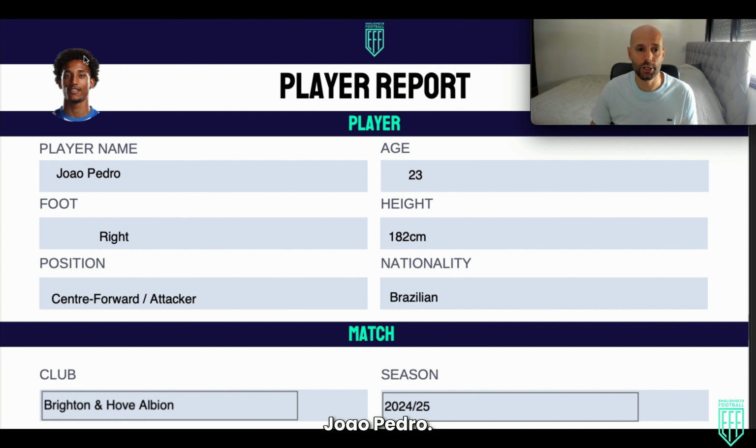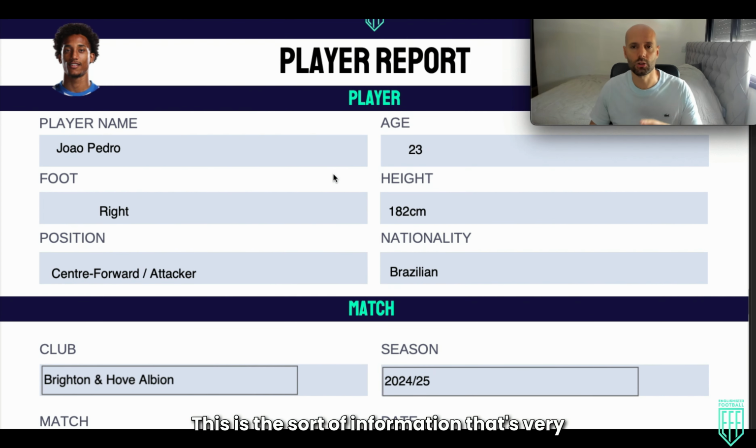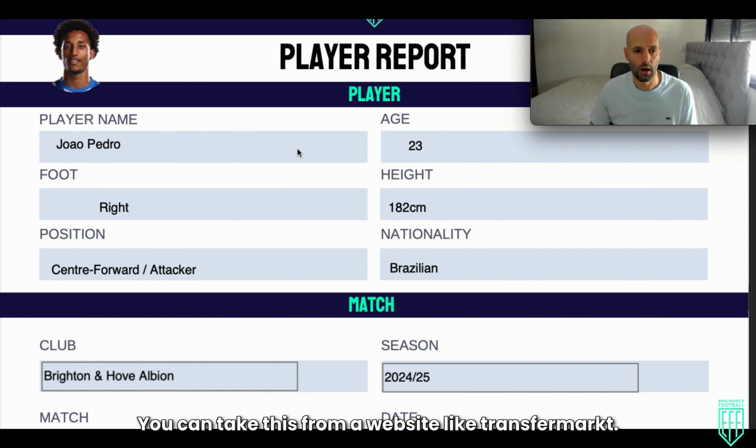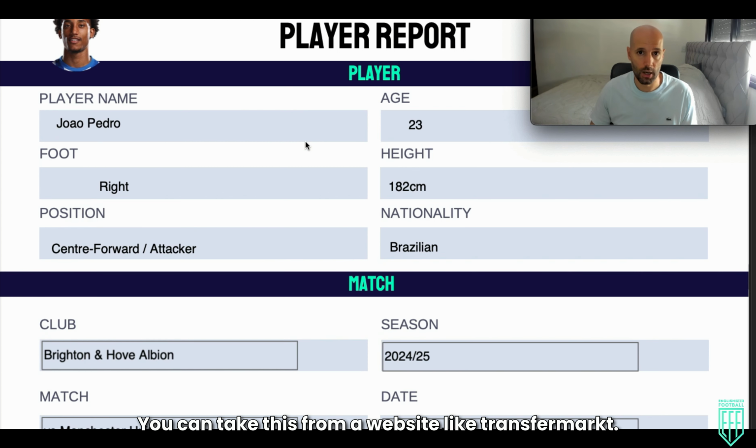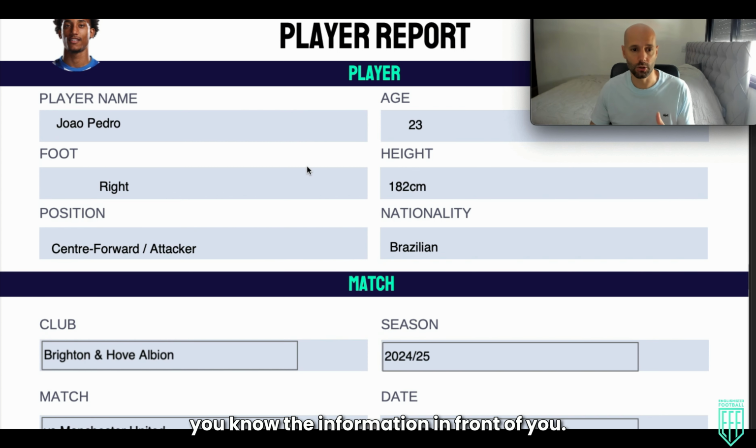We're going to focus on the player João Pedro. I put in the typical information here. This is the sort of information that's very easy to find and easy to get. Basically, you're just copying and pasting. You can take this from a website like Transfermarkt. You might be present at the game and have the information in front of you, so you can just put it in here.